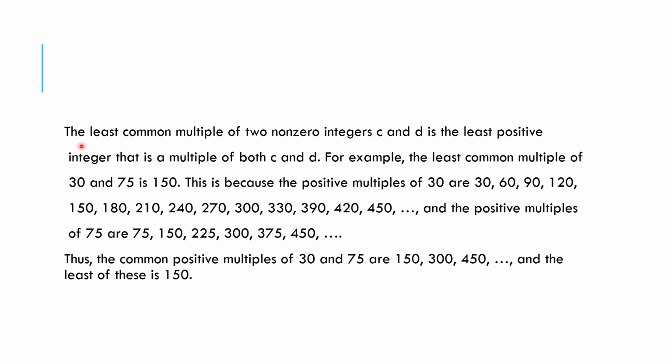The least common multiple of two non-zero integers c and d is the least positive integer that is a multiple of both c and d. For example, the least common multiple of 30 and 75 is 150. This is because the positive multiples of 30 are 30, 60, 90, 120, 150, 180, 210, 240, 270, 300, 330, 360, 390, 420, 450 and so on. And the positive multiples of 75 are 75, 150, 225, 300, 375, 450. Therefore, the common positive multiples of 30 and 75 are 150, 300, 450 and so on, and the least of these is 150.